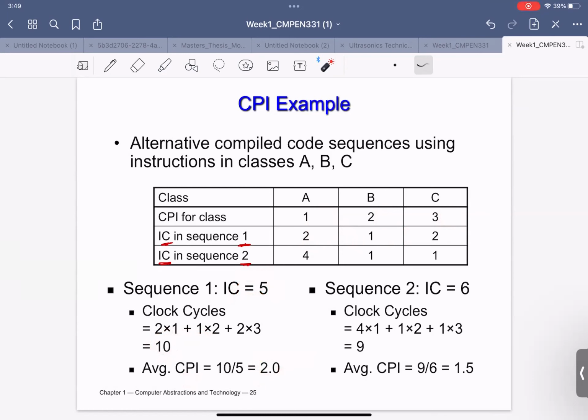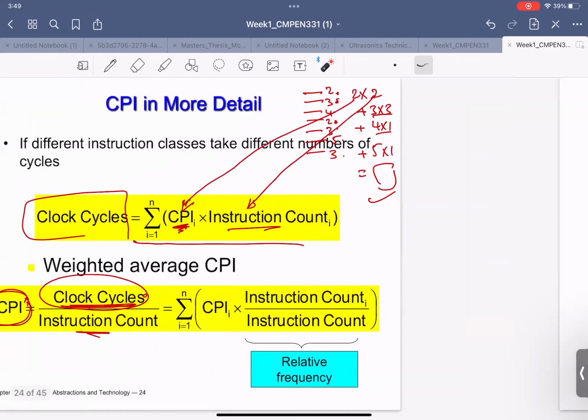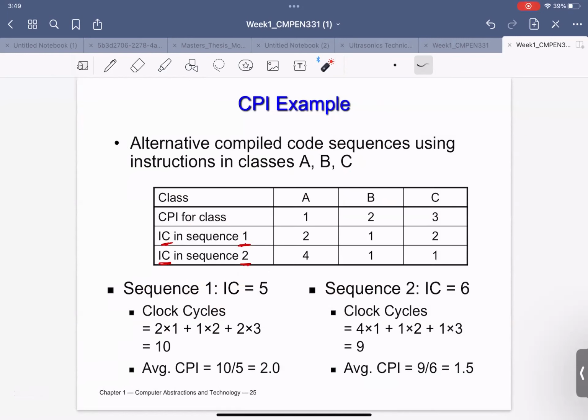Let's try to do the same thing with sequence 2. Again, CPI multiplied by the instruction count, plus the other one multiplied by the instruction count, plus the other one multiplied by the instruction count. 4 multiplied by 1 plus 1 multiplied by 2 plus 1 multiplied by 3 will give me 9.